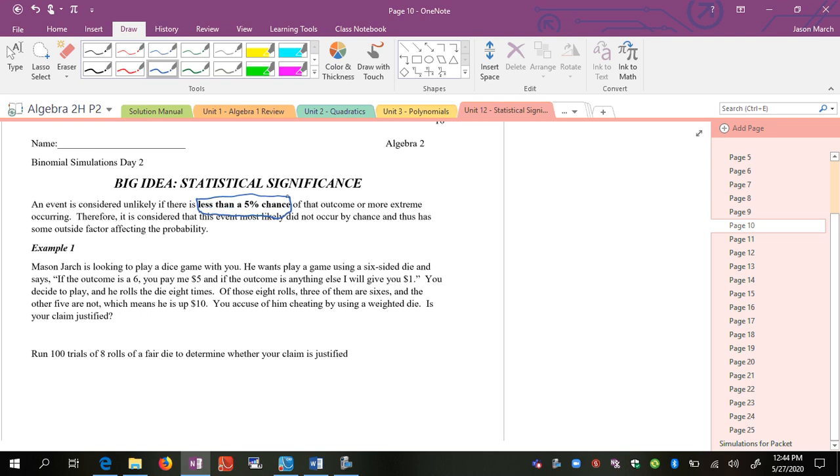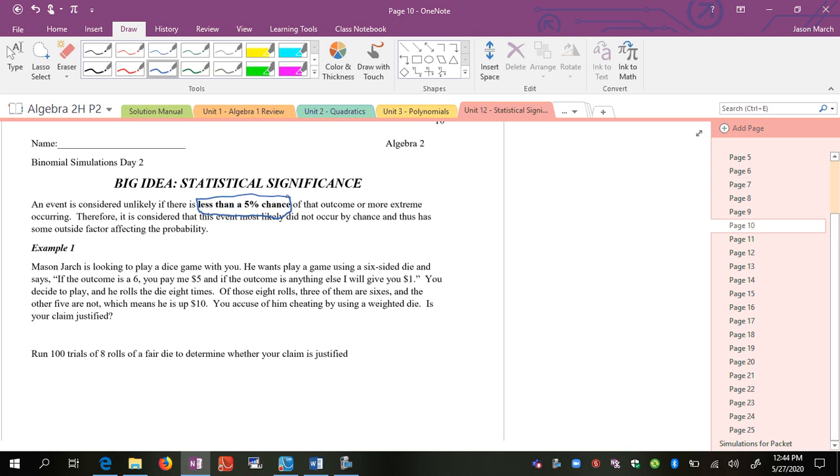So, the language we use in this unit is going to be kind of tricky. So first example here, Mason Jarch making a return, looking to play a dice game with you. He wants to play a game using a six-sided die and says if the outcome is a six, you pay me $5, and if the outcome is a one, I'll give you $1. You decide to play, and he rolls the die 8 times. Of those 8 rolls, 3 of them are sixes, and the other 5 are not, which means he is up $10. You accuse him of cheating by using a weighted die or an unfair die.